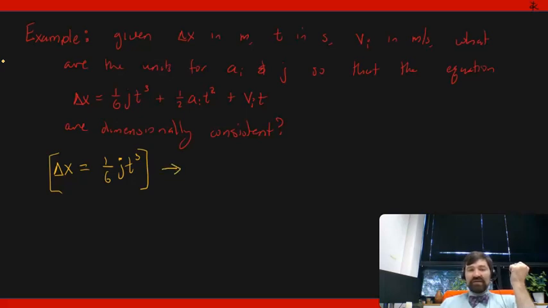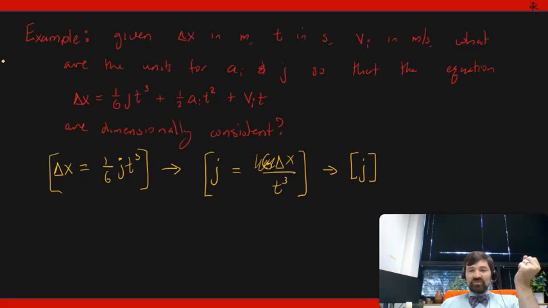It's obviously missing these pieces. Okay, this would imply that j has the same dimensions as 6 delta x over t cubed, and we can get rid of the 6 if we'd like. This means that the dimensions of j, which I'm representing as the box around j, have to be equal to meters divided by seconds cubed. We've actually solved the problem at this point. We're done. Well, we have to do the other half, which is, what about this other term?